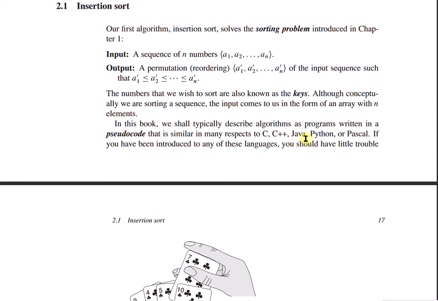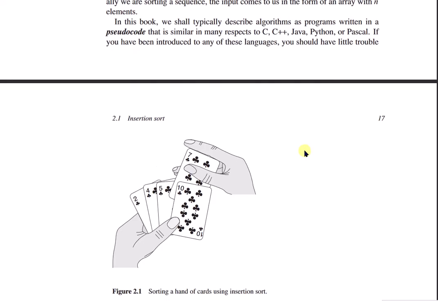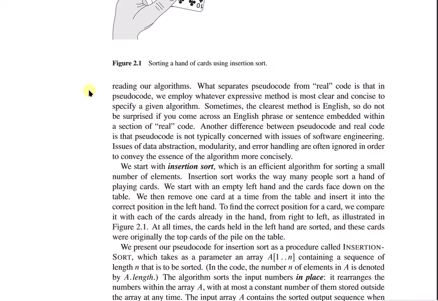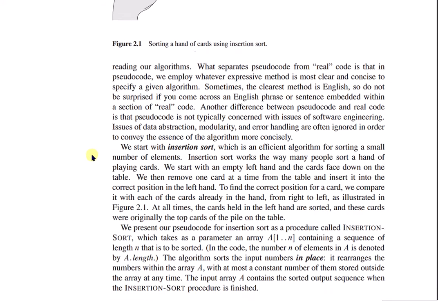In this book, we shall typically describe algorithms as programs written in a pseudocode that is similar to C, C++, Java, Python, or Pascal. If you have been introduced to any of these languages, you should have little trouble reading our algorithms. What separates pseudocode from real code is that in pseudocode we employ whatever expressive method is most clear and concise to specify a given algorithm. Sometimes the clearest method is English, so do not be surprised if you come across an English phrase or sentence embedded within a section of real code. Another difference between pseudocode and real code is that pseudocode is not typically concerned with issues of software engineering. Issues of data abstraction, modularity, and error handling are often ignored in order to convey the essence of the algorithm more concisely.